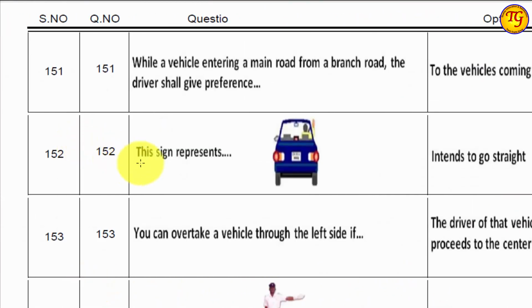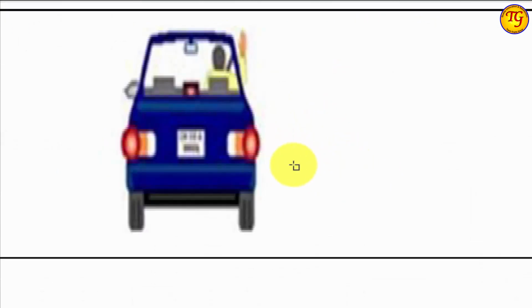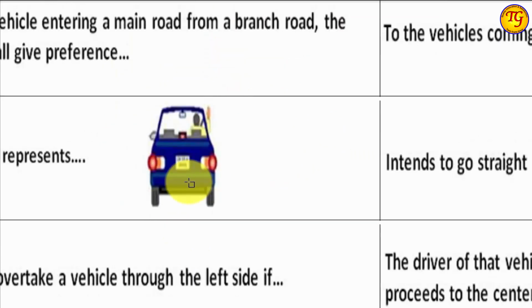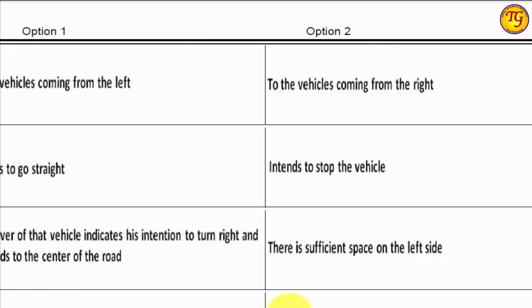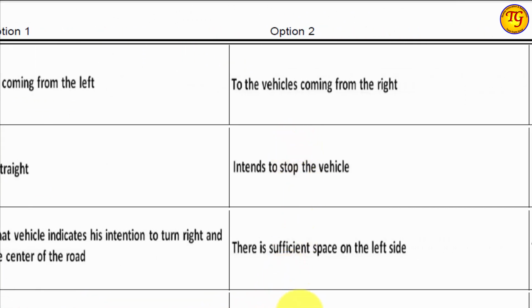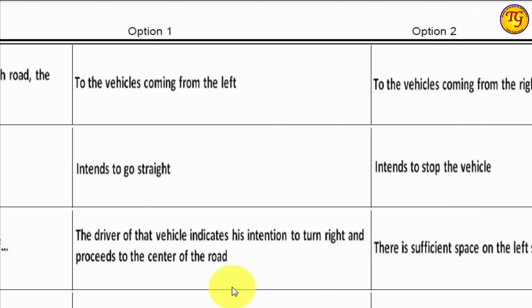Question number 152 says, this sign represents. Okay, there's a driver inside a car and he's showing the symbol to stop. This signal means that he intends to stop the vehicle. So let's take on the options. Intends to go straight, intends to stop the vehicle. Option number 2 is the correct one. Let's cross check it. Yes, this is the correct answer.